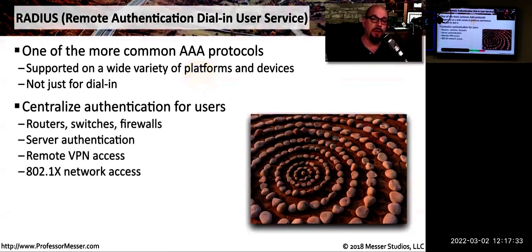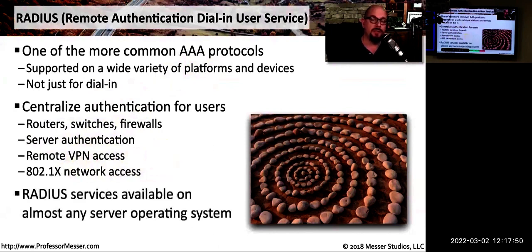For example, we can centralize all of your authentication using Radius. So if you're logging into a router or switch or a firewall, you can use your same credentials to log into a server, to log into the remote VPN access, or to log into your wireless network with 802.1x. One of the reasons Radius has become so popular is that you can find Radius services for almost any operating system. So if you're running Windows or Linux or Mac OS X, you can find a Radius service that will run on those operating systems and many others.